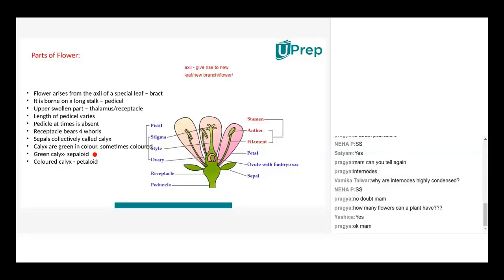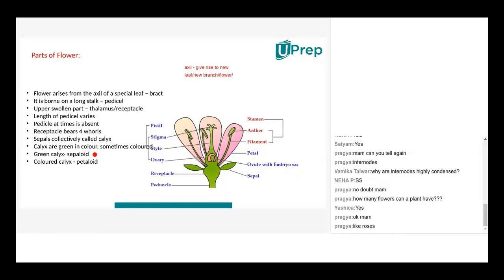So it all depends from flower to flower which flower blooms in a cluster and which are individual flowers. For example, rose, hibiscus, China rose, jasmine, right? These will all have pedicels. And there are certain flowers which you can make out. They bloom together in groups, in clusters, all together. So those flowers will have a peduncle. Okay, yes, Pragya, like roses.